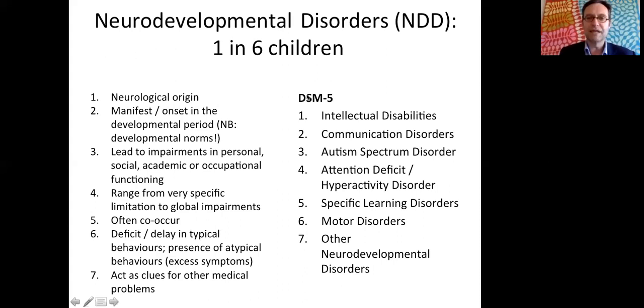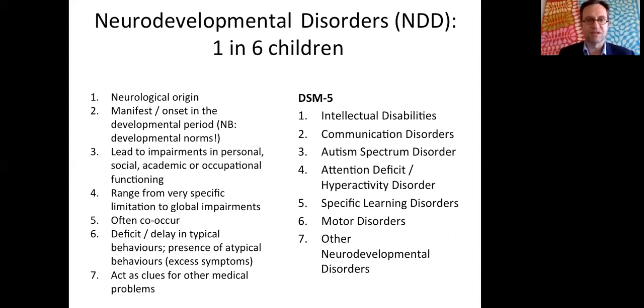So on the right-hand panel, you can see the main categories of neurodevelopmental disorders as defined in DSM-5: intellectual disabilities, communication disorders, autism spectrum disorder, or ASD, attention deficit hyperactivity disorder, or you might hear me talk about it as ADHD, specific learning disorders, motor disorders, and there's always a box for other neurodevelopmental disorders. What I'm going to do now is just briefly explain what each of these categories mean and what we look for, very top level, and then we will go into more specifics around other aspects.